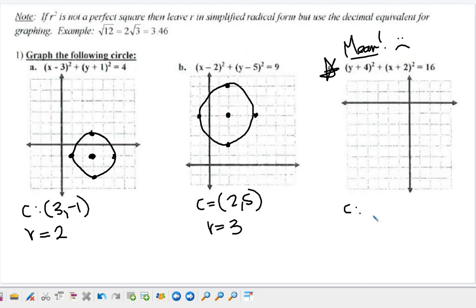I'm not saying I'm not difficult. I'm just saying that I didn't make this, okay? So my center is actually negative 2, negative 4. And my radius is the square root of 16, which is 4. So I have negative 1, 2, negative 1, 2, 3, 4. And then my radius would be 1, 2, 3, 4 to the right, 1, 2, 3, 4 up, 1, 2, 3, 4 left, and 1, 2, 3, 4 down.